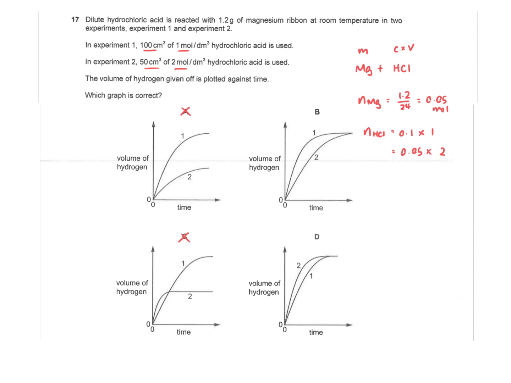For rate of reaction, we need to remember that it depends on the concentration of your reactants. If we look at experiment 2, it has a higher concentration than experiment 1. So the rate of reaction of experiment 2 will be faster, and the rate of reaction shows up on the graph as the initial gradient. So the initial gradient of experiment 2 must be greater than that of experiment 1. So D is the correct answer.